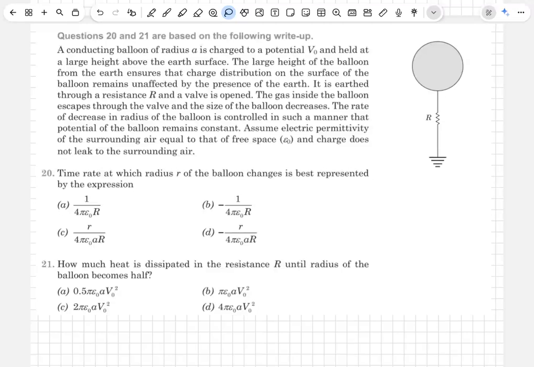So I see that as a capacitor, that's all right, not more than that. It is attached to a resistance R, fine, no issues. And a valve is open. The gas inside the balloon escapes out through the valve and the size of the balloon decreases. Remember, the radius is decreasing here. The rate of decrease in radius of the balloon is controlled in such a manner that the potential of the balloon remains constant. And this is a very important observation. This will affect the way I do the problem.